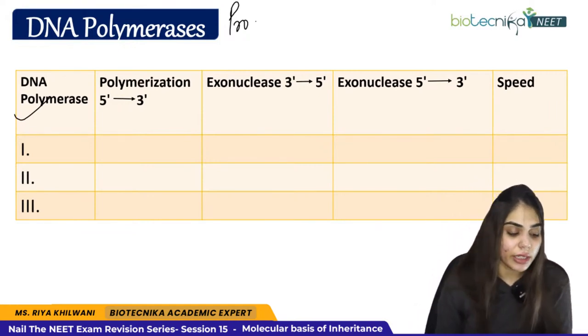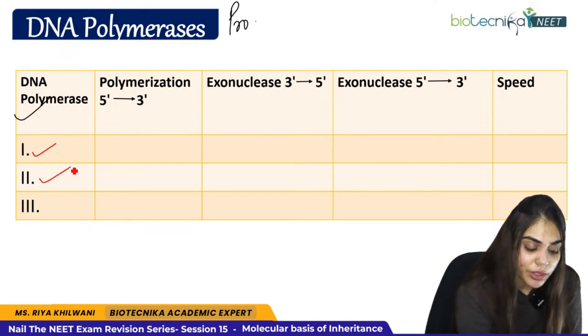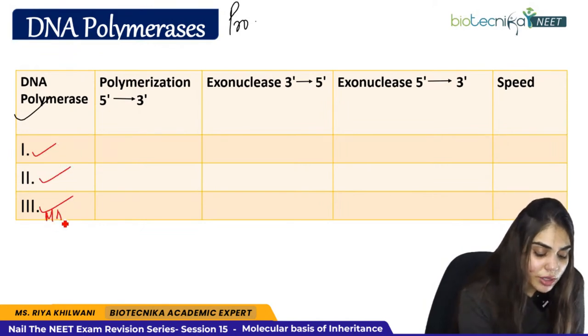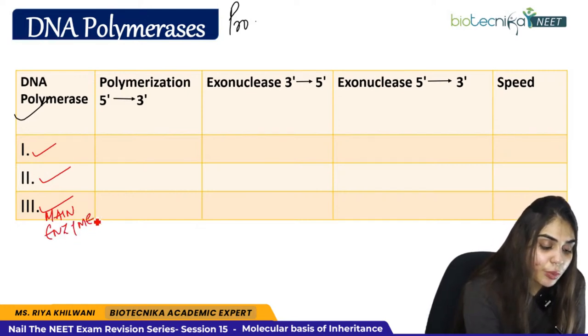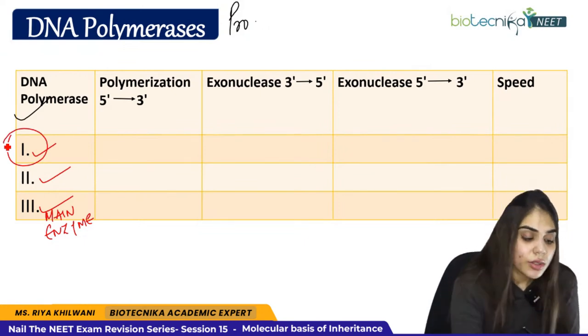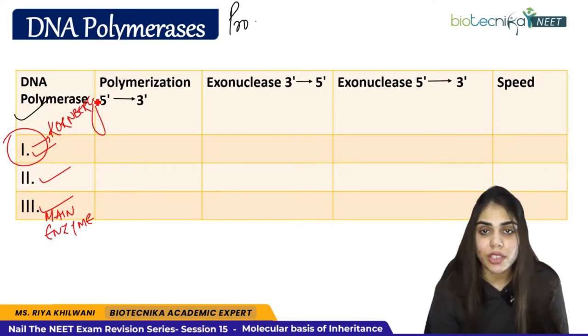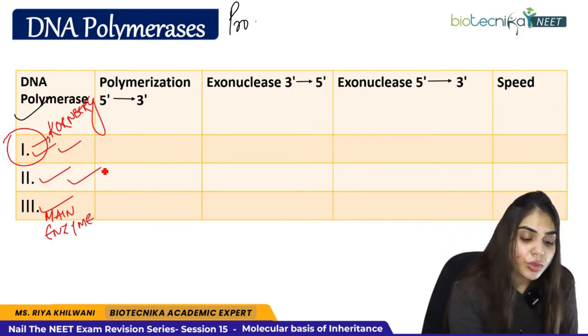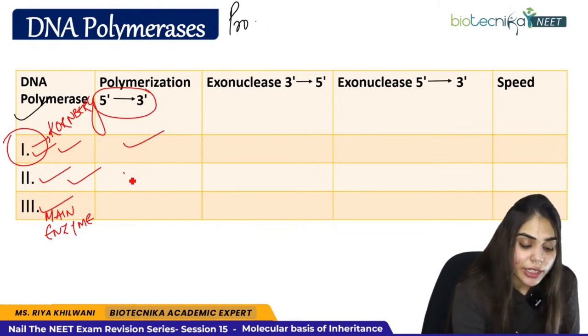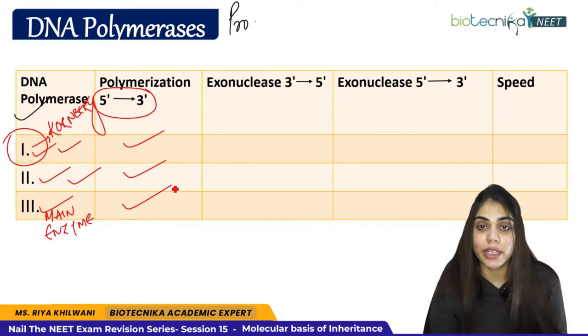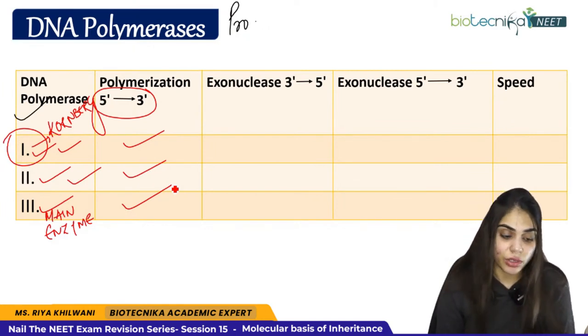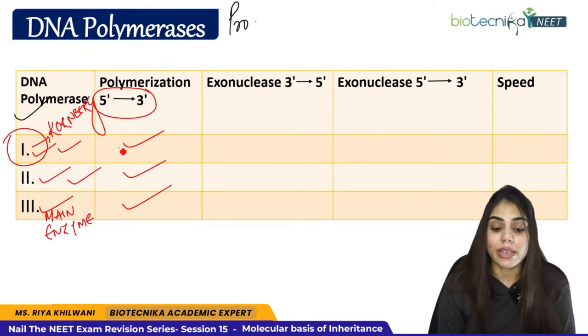We have three kinds of DNA polymerase: DNA polymerase 1, DNA polymerase 2, DNA polymerase 3. But out of these, DNA polymerase 3 is the main enzyme. The first enzyme that was discovered was DNA polymerase 1. This was discovered by Kornberg, so it is also known as the Kornberg enzyme. Polymerization is the job of all three: to synthesize DNA, and that too in the 5' to 3' direction. All kinds of DNA polymerase will synthesize DNA in the 5' to 3' direction, so they all have the ability to synthesize DNA.